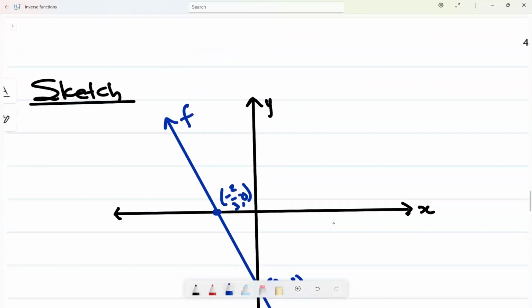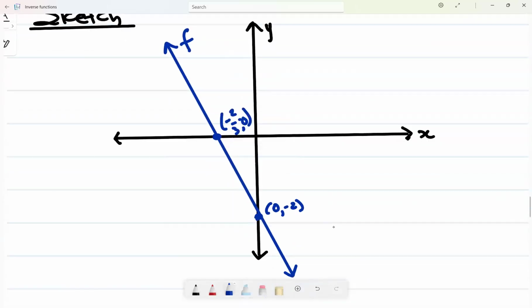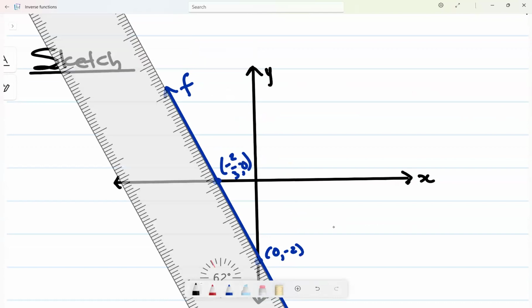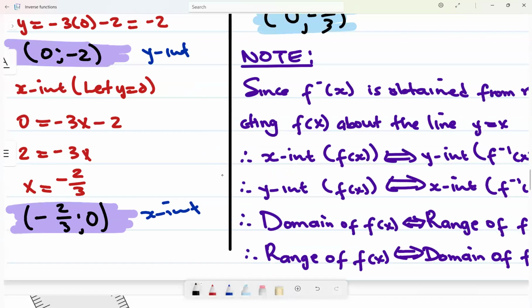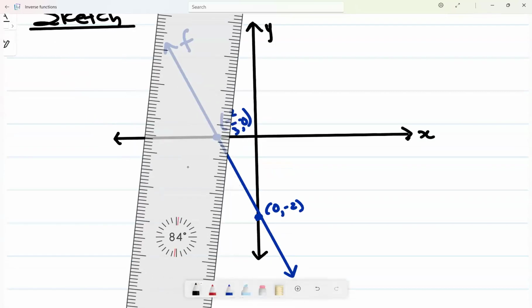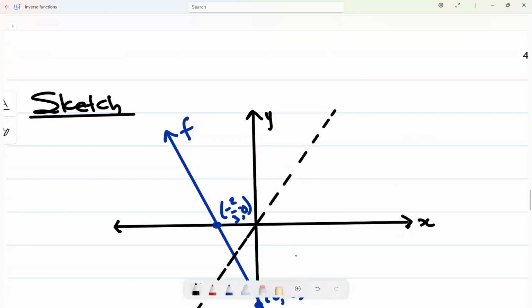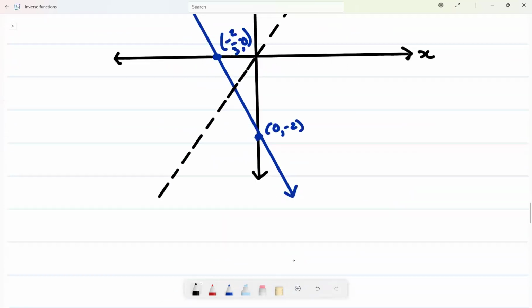But remember, when I want to sketch the inverse, what is going to happen? I need to reflect that across the line y is equal to x. Which line is that? I'm talking about this line, y is equal to x, that passes through the origin. So just draw a dotted line like that. This is your y is equal to x line, the axis of symmetry.